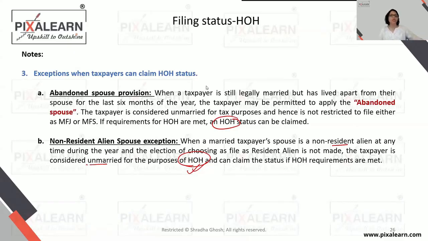Remember, the only provision is that the dependent parent need not stay with you. Then you can claim an HOH status. That's it. Is this provision clear? Anybody? Any questions?